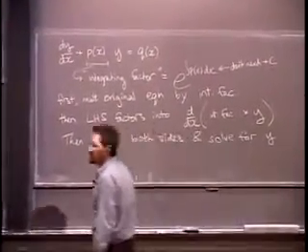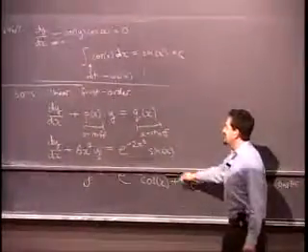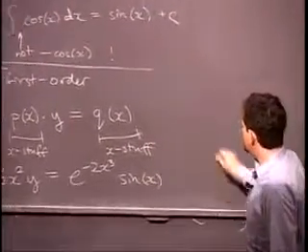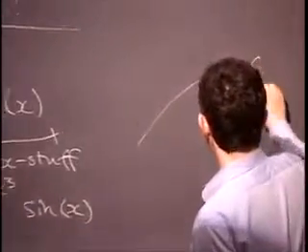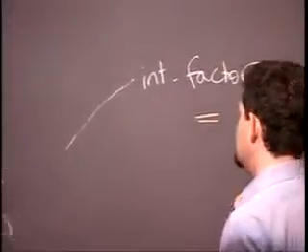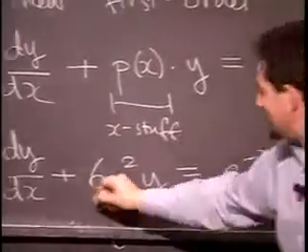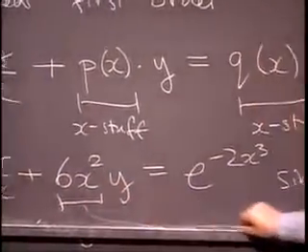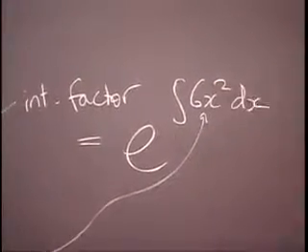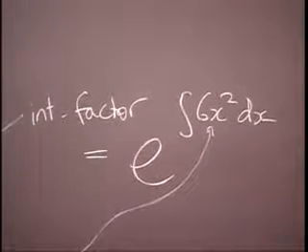So let's go over to this problem here, and let's cover up the bottom, and just look at this equation here. What's the integrating factor? Well, the integrating factor equals e to the power of the integral, and I take this 6x squared here, and I stick that up here. But I have to integrate it. Well, the integral of 6x squared is actually 2x cubed.